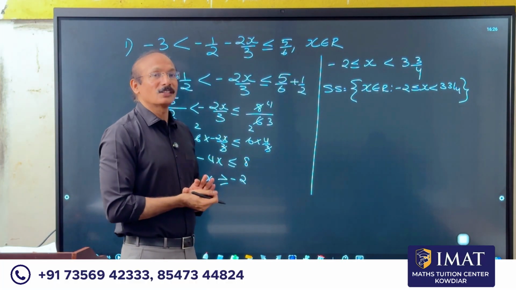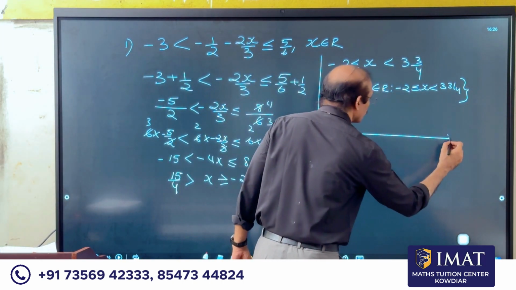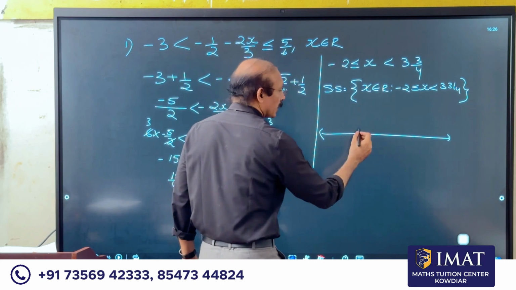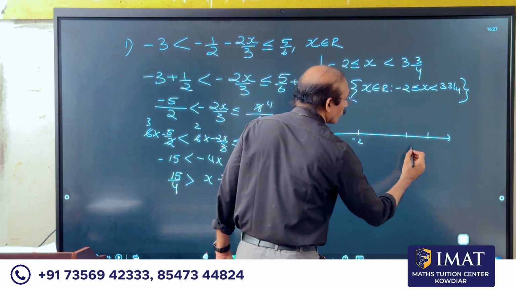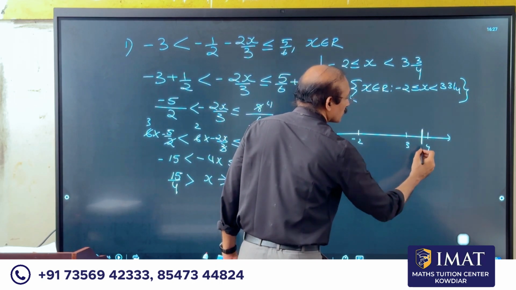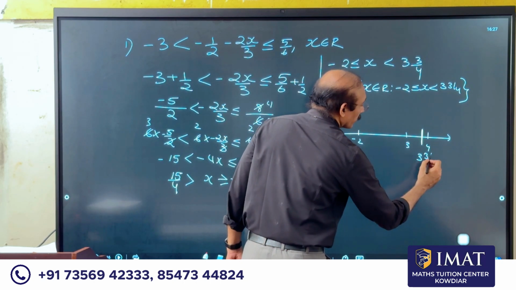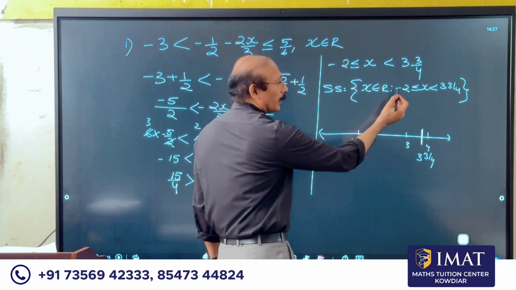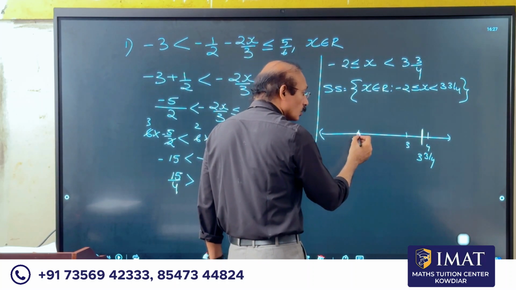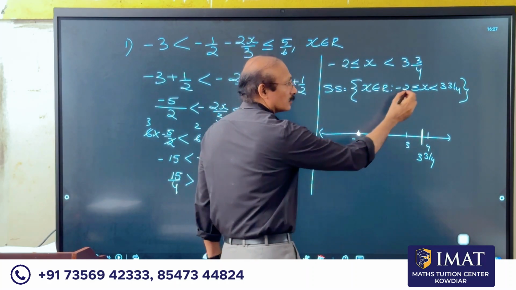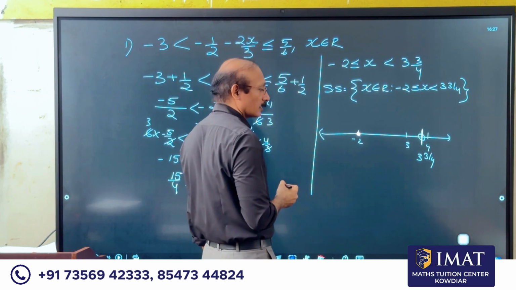See how you plot this on the number line. So you draw the number line. This is minus 2. This is 3 and 3 by 4, a value between 3 and 4. Now minus 2 less than or equal to means this point is included. Less than 3 and 3 by 4 means this is not included, so just put a circle over it.